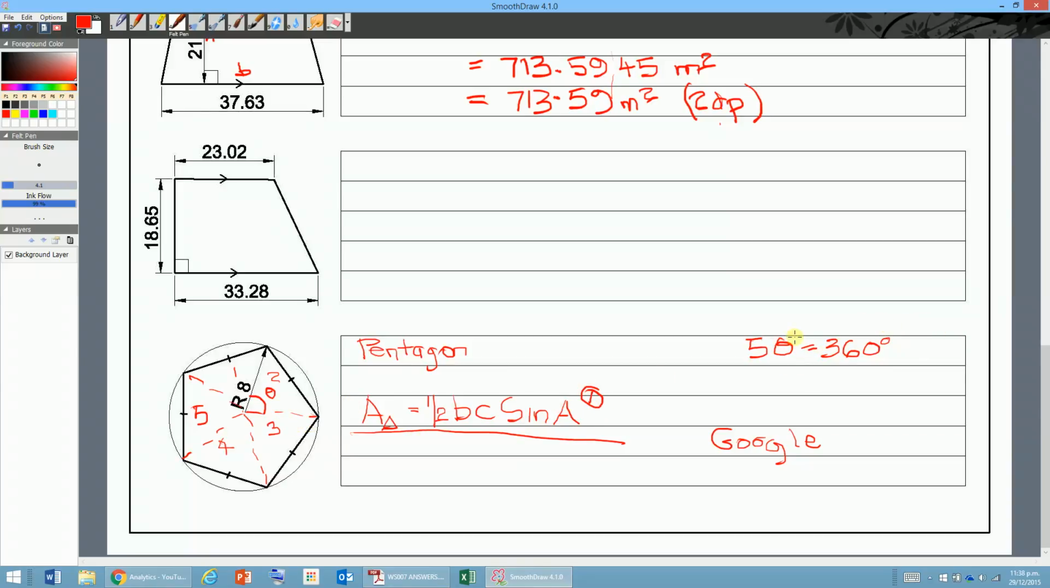Hint number 2, so we know that 5 times theta equals 360, so theta is going to equal, so that's sort of hint number 2, that'll give you the angle there. So there's number 1, that's the formula, and hint number 2 will be the theta, which will probably equal A in the formula. And then b and c, of course, are the two sides, which you can see, hopefully, that they're the radius of the circle.